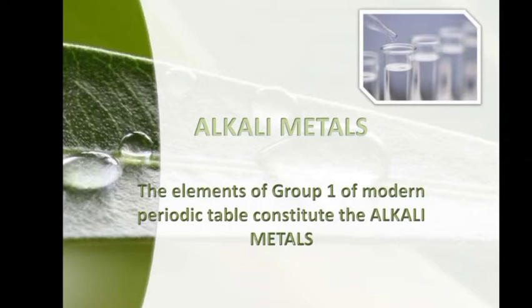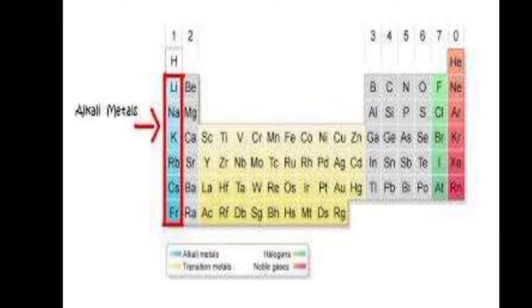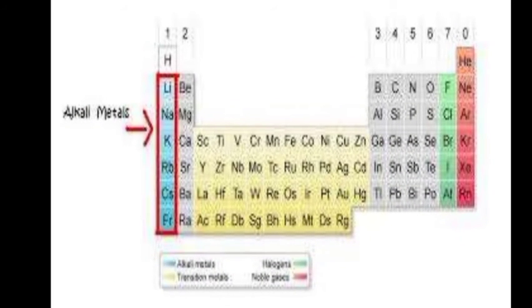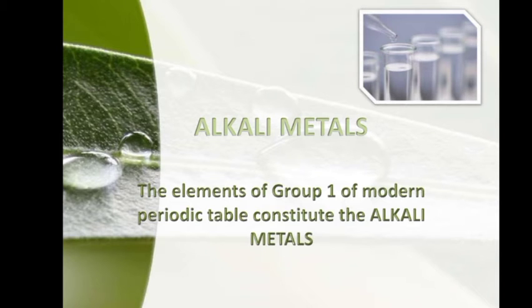Okay. So, the elements of group 1 of the modern periodic table constitute the alkali metals. We'll see what they are. That is lithium, sodium, potassium, rubidium, cesium, francium. These are alkali metals, the first group elements in the periodic table.